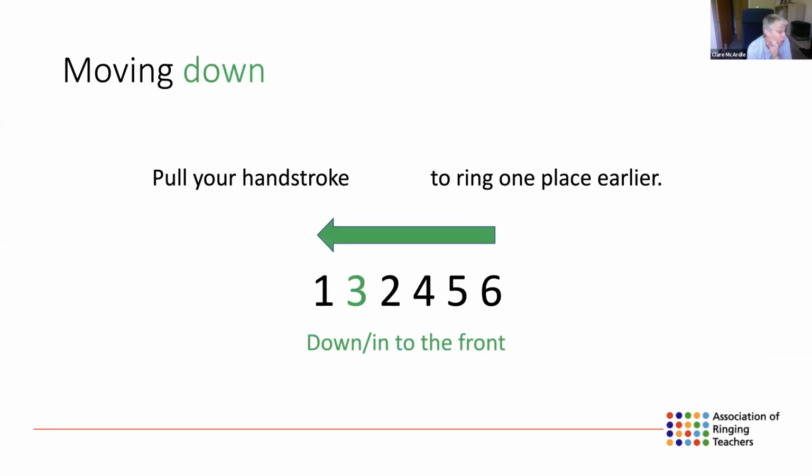To move down, pull your hand stroke sooner to ring one place earlier. Put less energy into the backstroke, slow the sally so the bell does not swing as high and strike sooner to ring before the bell that you were following. Pull the hand stroke firmly so the next backstroke doesn't drop. And this change is the change after rounds, but from 3's point of view, and 3 has moved down one place towards the front.